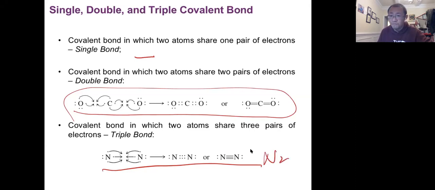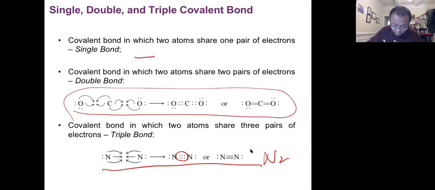Nitrogen is a group 5 element. It has 5 valence electrons. 5 valence electrons means it needs 3 more to satisfy the octet rule. So each nitrogen gives 3 to share. Each nitrogen gives 3 to share means what? There are 6 electrons shared. 6 electrons, 3 pairs. That's why between 2 nitrogen atoms, there is a triple covalent bond.